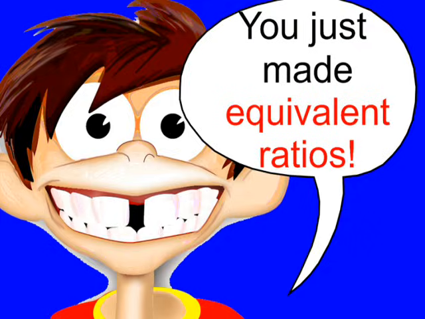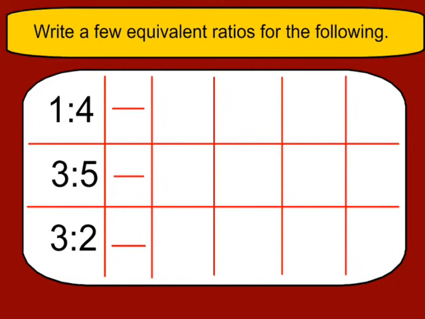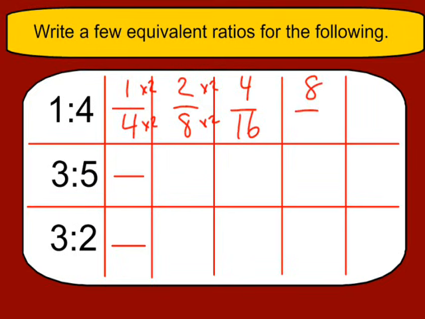So we just made some equivalent ratios. Let's make a few more. So here we have a ratio of 1 to 4, and I'm going to write that as a fraction. So if you were asked to write some equivalent ratios, a real easy way to do it, if I just double the numerator and denominator, 2 to 8 would be an equivalent ratio. I could double them again, 4 to 16. I could double them again, 8 to 32. All of these ratios, if you simplified them, they all would equal 1 to 4.